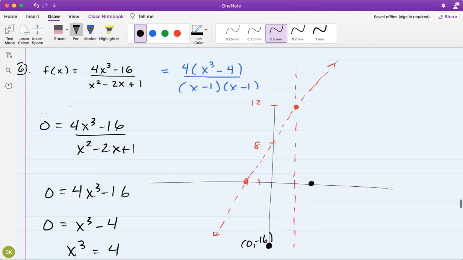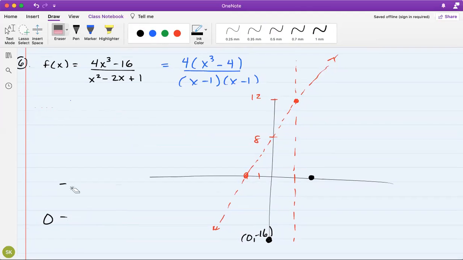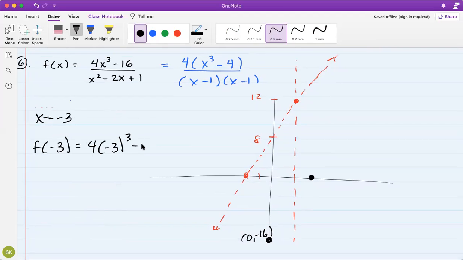Okay. So we have an idea of what's happening on this side here. Let's find a point over here as well. So I'm going to erase this, and let's choose something to the left of -2 and plug it into our function. So let's go with like -3. So if x is -3, what do we get when we plug it in the function? We'll get 4 times -3 cubed minus 16, over -3 squared minus 2 times -3 plus 1.